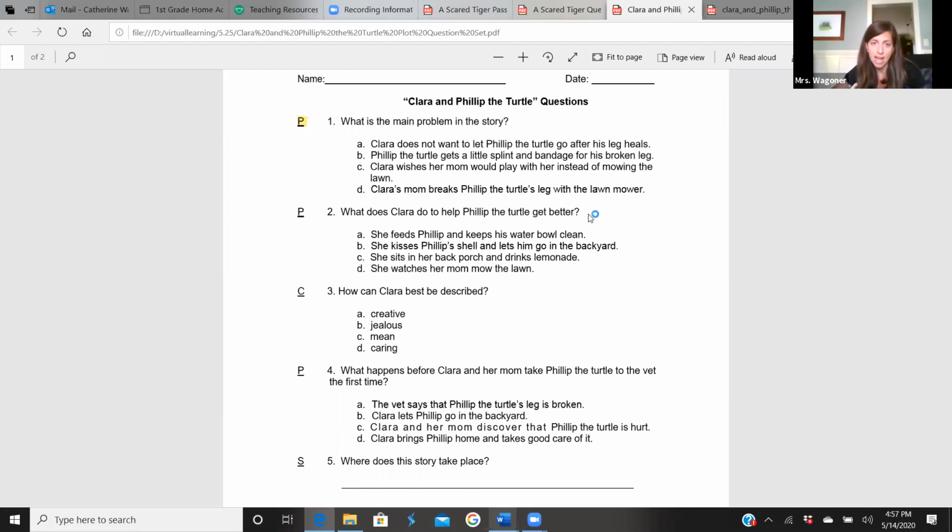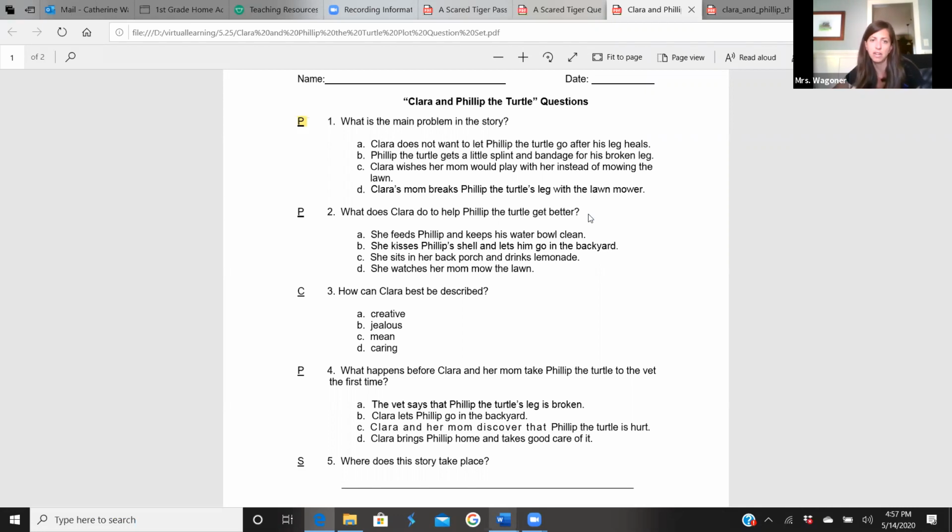Number 3, how can Clara best be described? A, creative. B, jealous. C, mean. Or D, caring. Number 3, how can Clara best be described? A, creative. B, jealous. C, mean.